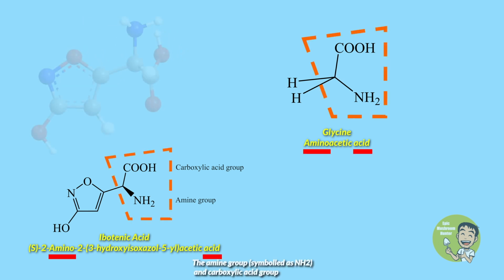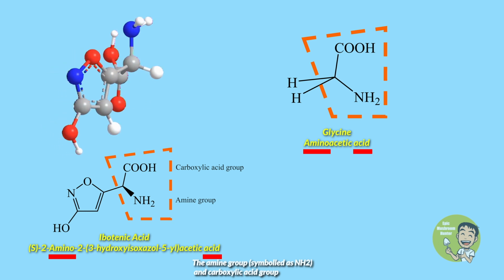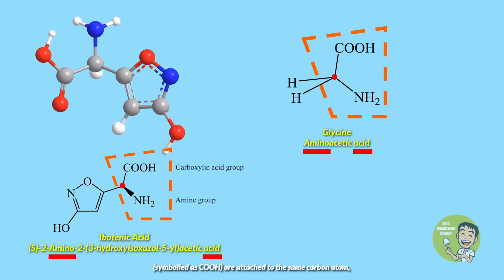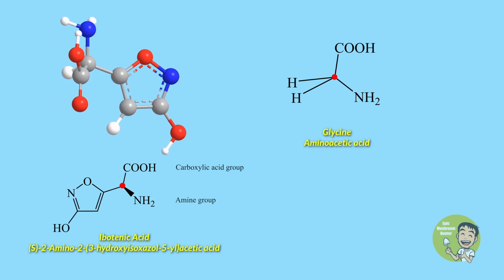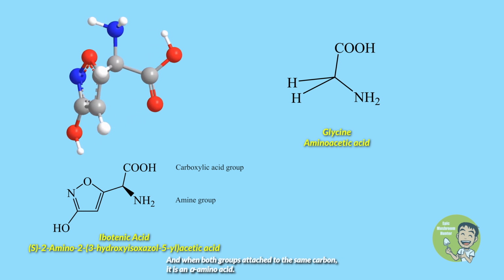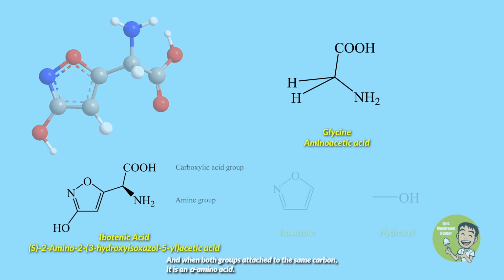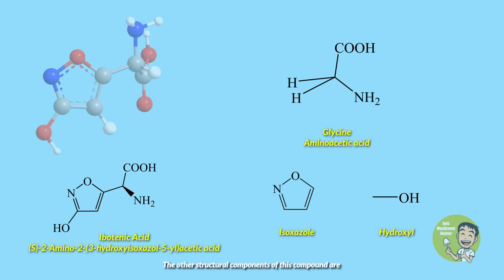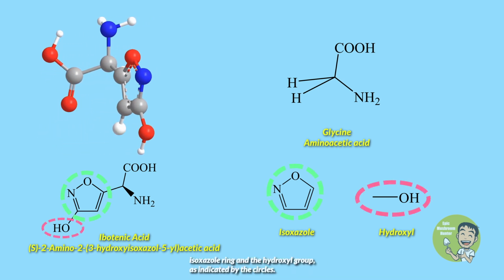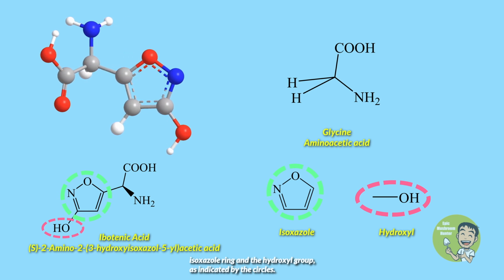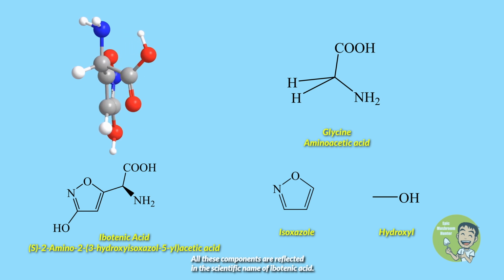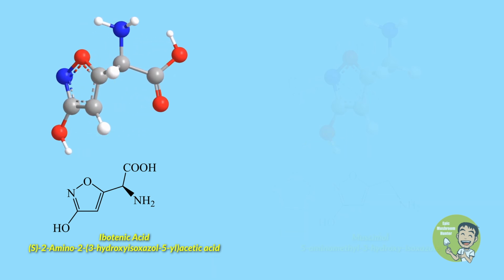The amine group, symbolized as NH2, and the carboxylic acid group, symbolized as COOH, are attached to the same carbon atom, which is highlighted by red dots. And when both groups attach to the same carbon, it is an alpha amino acid. The other structural components of this compound are the isoxazoline ring and the hydroxyl group, as indicated by the circles. All these components are reflected in the scientific name of ibotenic acid.